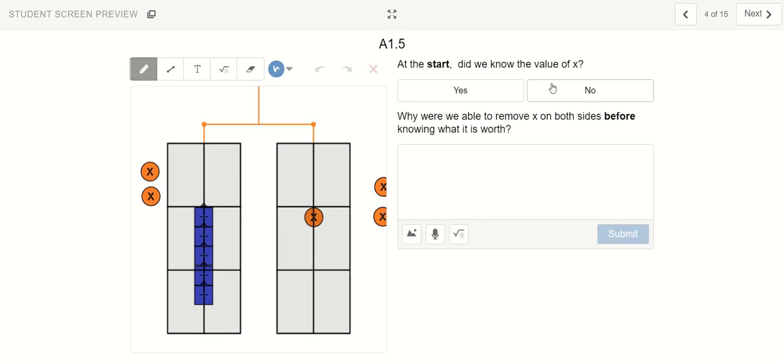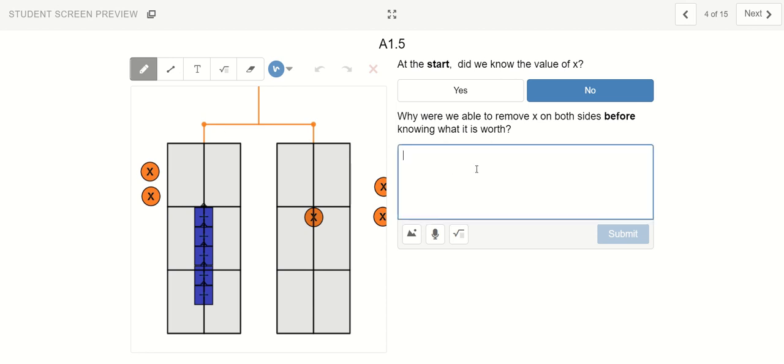So at the start, we didn't know what the value of x was. These were a mystery. That's kind of the definition of x. X is an unknown. We don't know what it is, but we're able to remove x on both sides because we know that all of the x's weigh the same. So when I remove it from both sides, it keeps the scales balanced. Even though I don't know what x is, if I remove the same amount on both sides, my scales are going to stay balanced.